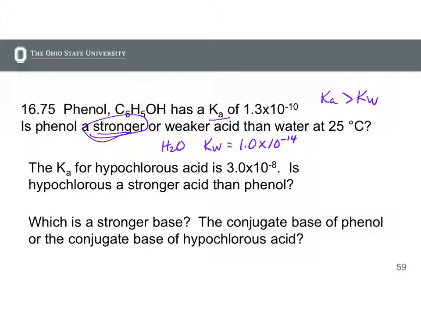Likewise, when we're comparing the Kas for phenol and hypochlorous acid, the weak acid that is stronger is going to have the larger Ka. Hypochlorous acid has a 3 times 10 to the minus 10 Ka. And so if we compare that to phenol, this is larger, so hypochlorous acid is a stronger acid.